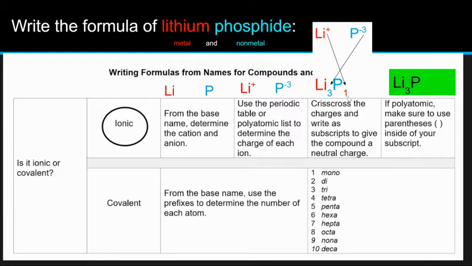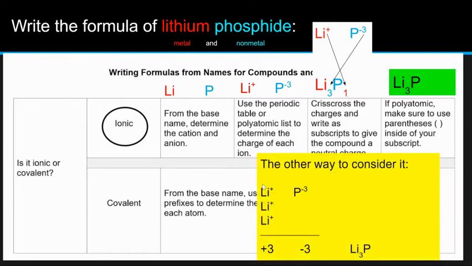I'm going to highlight another way in which we can think about this formula, which is to think about how they combine and balance charges. So the other way to consider it would be lithium always forms a +1 charge, phosphorus forms a -3 charge. To get charges to balance out, I'm going to need to add 2 more lithium atoms, each with a +1 charge, making a +3 charge overall, which will cancel out with a -3 charge. Again, a formula is a ratio of atoms, so I have 1, 2, 3 lithium atoms combining with 1 phosphorus atom.